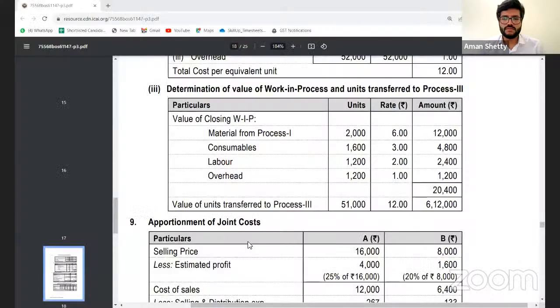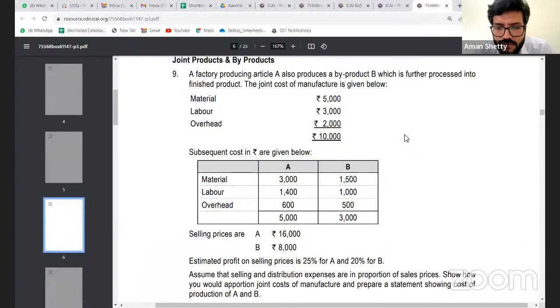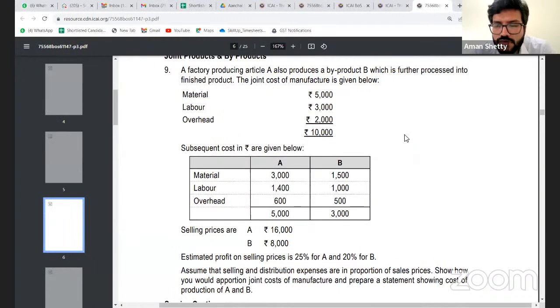Now open your revision test paper, RTP. Yes, one of you read. A factory producing article A also produces a byproduct B, which is further processed into a finished product.